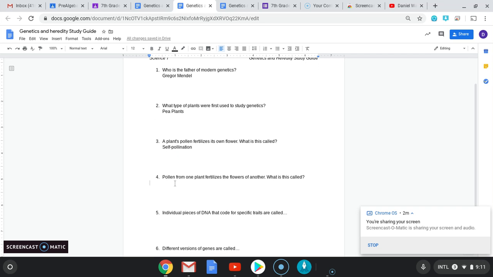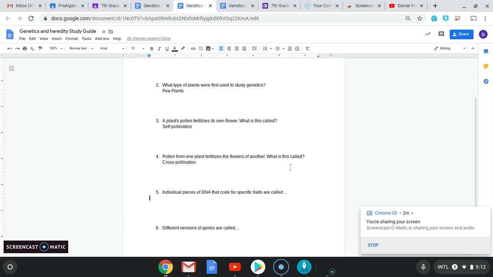And then conversely, pollen from one plant fertilizes the flowers of another. What is this called? That was called cross-pollination. Okay, and we call it cross-pollination because the offspring are going to be a cross of two different plants. All right.